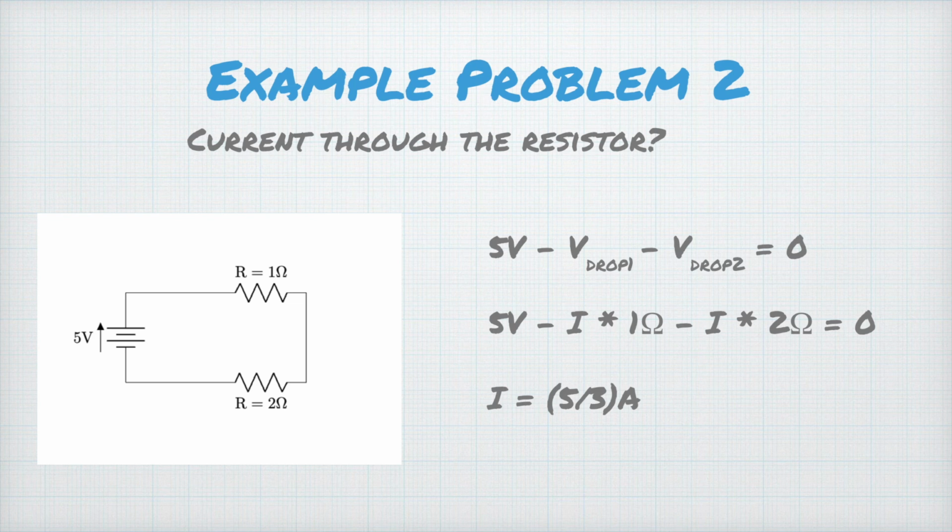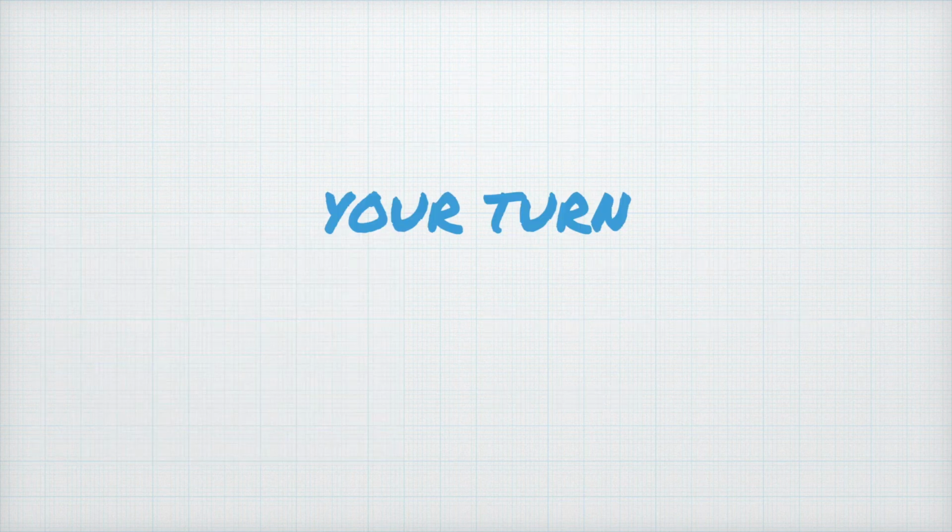For this workshop, all problems work out such that you don't have to worry about units, and you can ignore the V and the omega and the A when you do your math. Now it is your turn to do some practice problems. We will email you these, so just pause the video and continue once you've completed them.